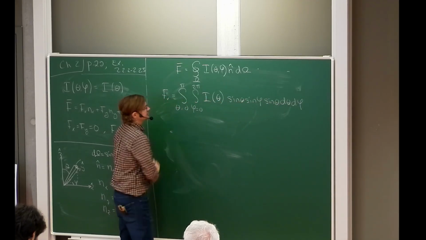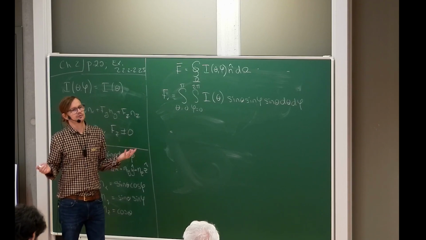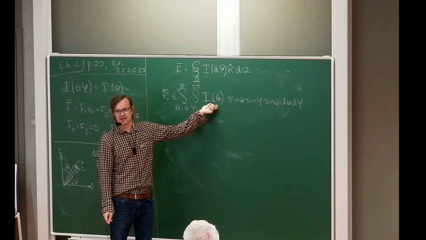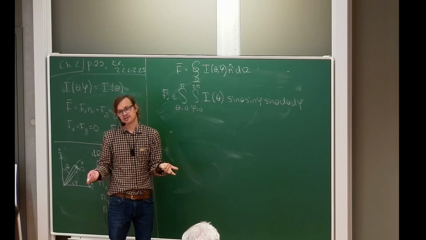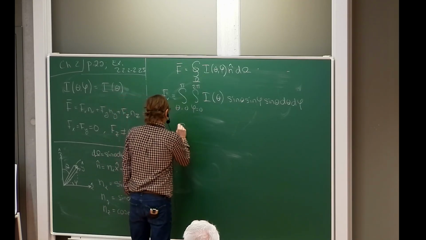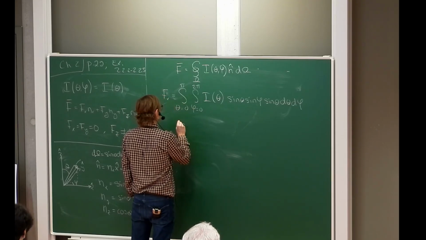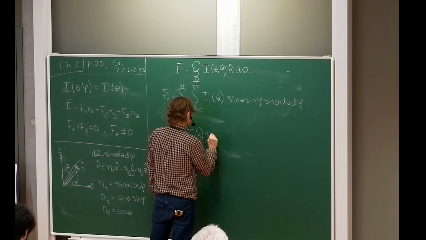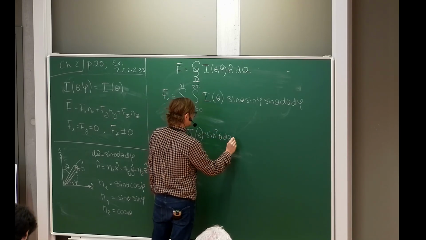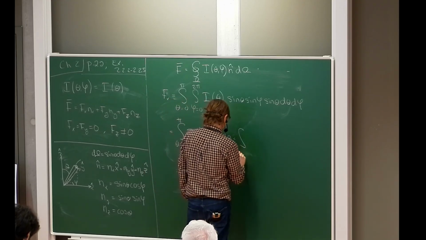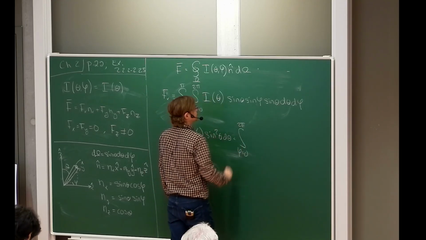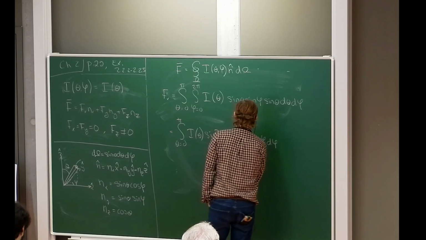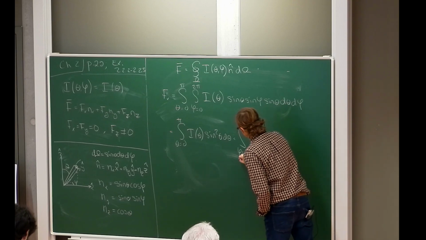Now, the only point to realize here is that since this is only a function of theta and not a function of phi, we can separate the integrals. So this is then the integral of theta from 0 to pi of I of theta sine squared theta d theta, times the integral of phi from 0 to 2 pi of sine phi d phi. What is this integral?